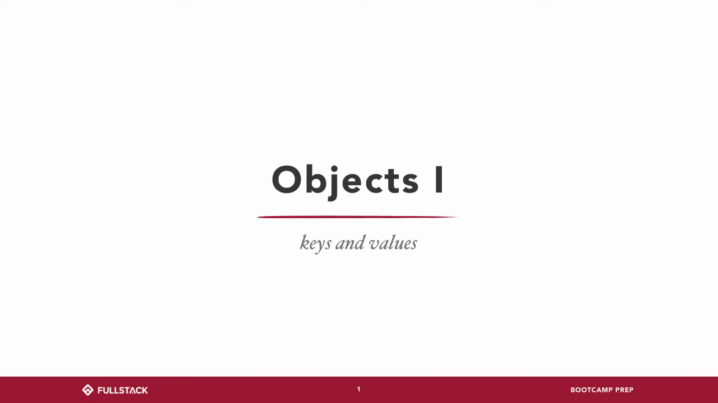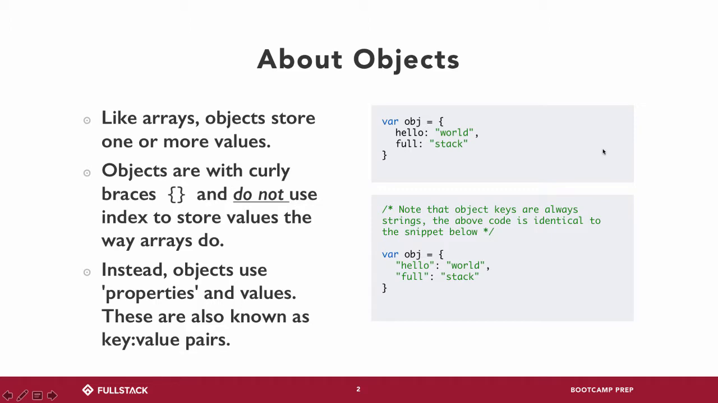Okay, cool. So today we are going to be talking about objects. Objects are like a thing, but also there are the objects with the curly brackets. So like arrays, they can store one or more values. They can also be empty, actually.